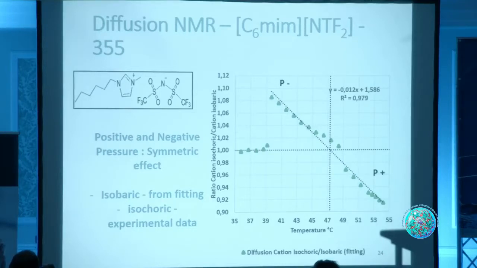So this temperature is the filling temperature, right? So for higher temperatures than the filling temperature, we are at positive pressure. For lower, we are at negative pressure. And then the liquid collapses at a certain point, and you come back to your liquid vapor line. So the ratio between the diffusion coefficient of the cation under these two conditions is going to be 1. So this is the cavitation point.